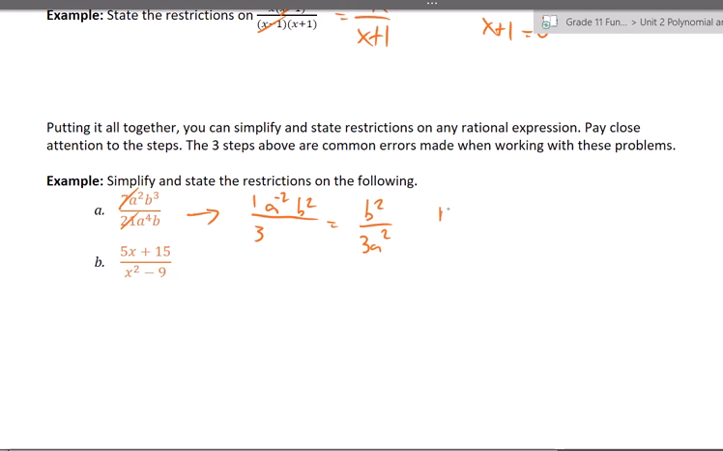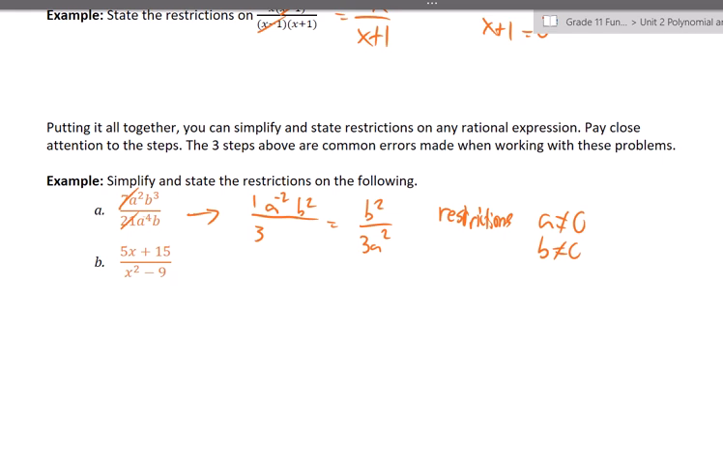And our restrictions are that a cannot equal 0 and b cannot equal 0. We know they're both instantly not equal 0 because there is nothing being added or subtracted here. It's just a and b on your denominator, so we can set them both to not equal 0.